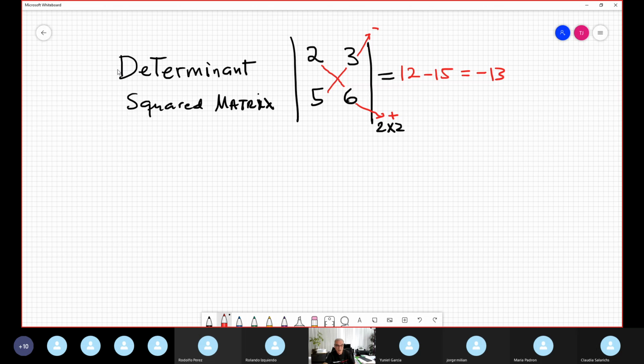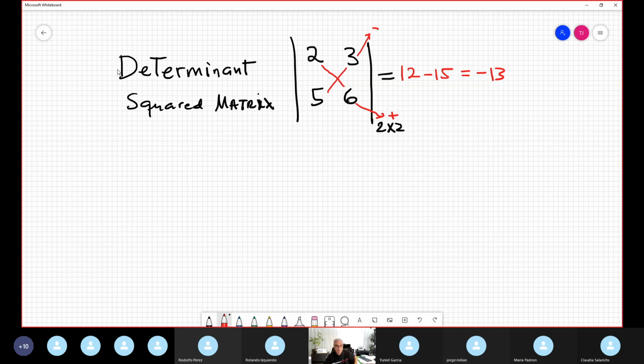Now 3 by 3 is a little bit more complicated. I want to explain by hand at least one example. And 4 by 4 is crazy. Nobody does it by hand. But the most important is that you get a number, guys. With the inverse matrix you get another matrix, but with the determinant you basically compute numbers.